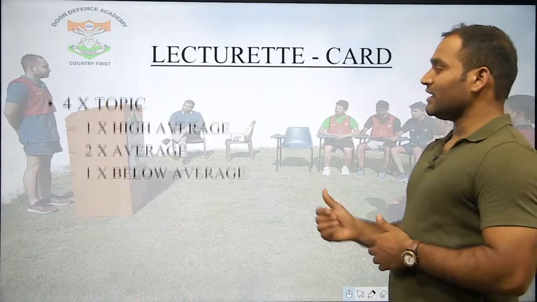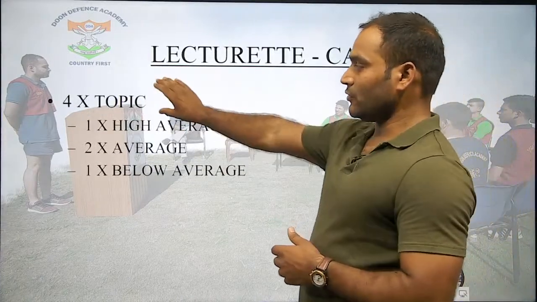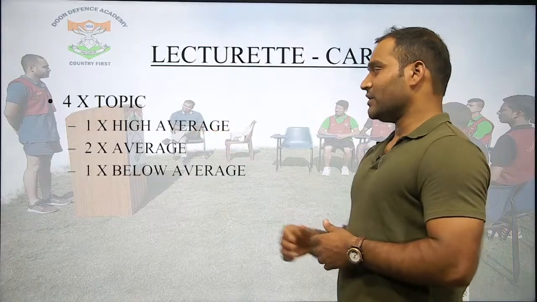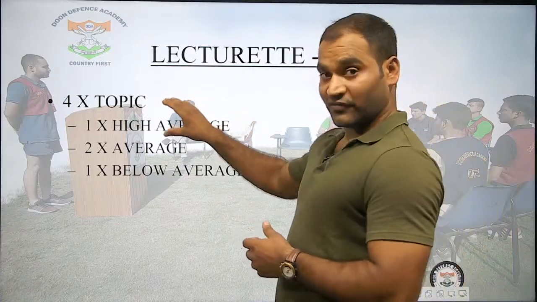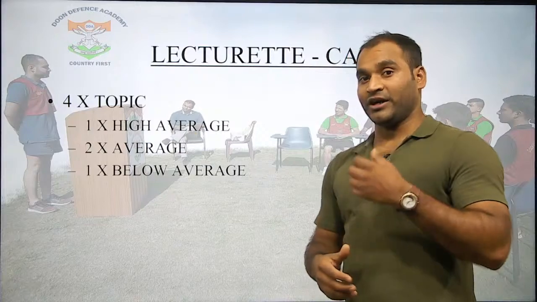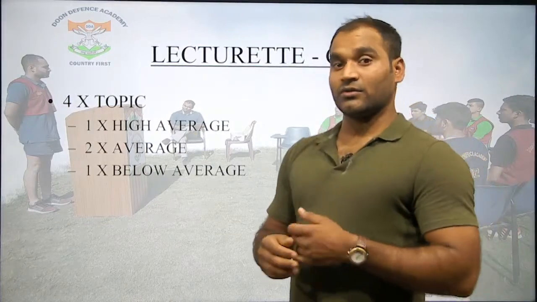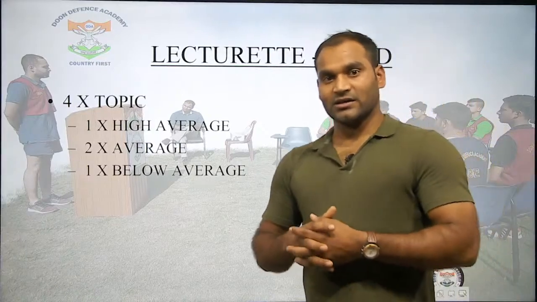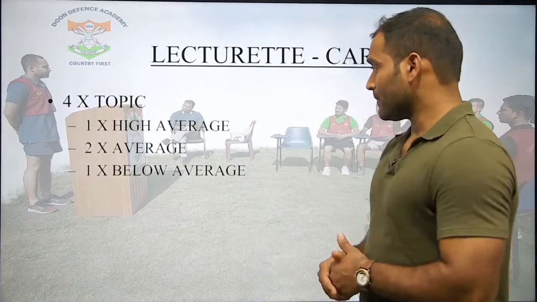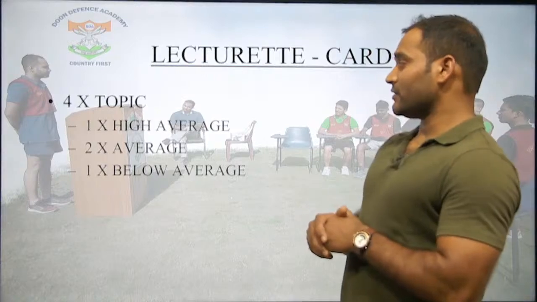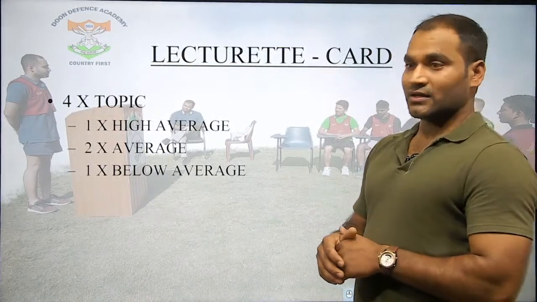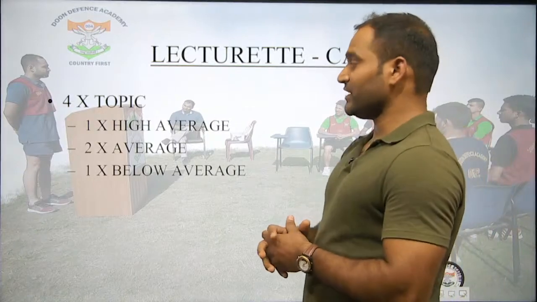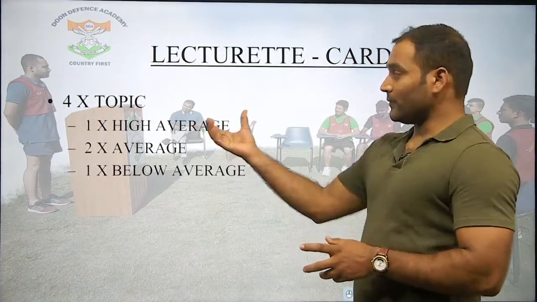So, the lecturette card will be like this. There will be 4 topics. One will be above average, we call it high average. An above average topic means there will be toughness in the topic, like the IMF, the United Nations Organization, the coronavirus, or any kind of globalization, and the Great Depression. These kinds of topics are considered very high valued, and so you have to select one.